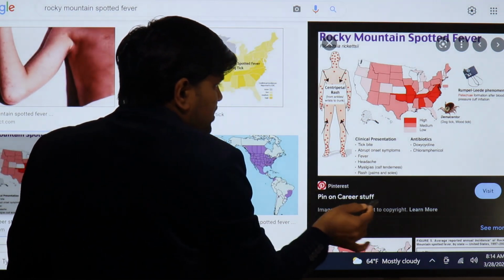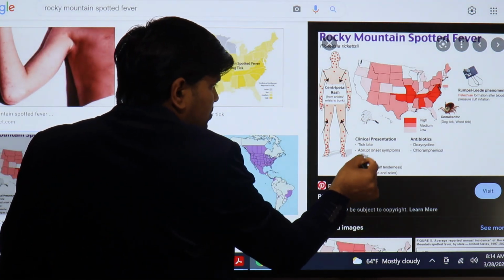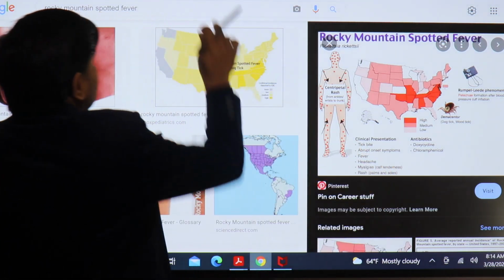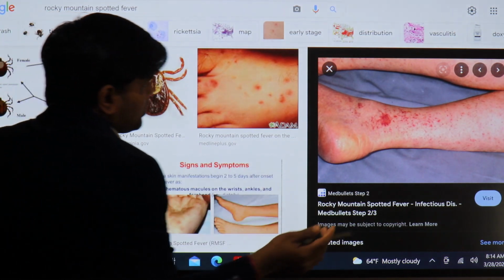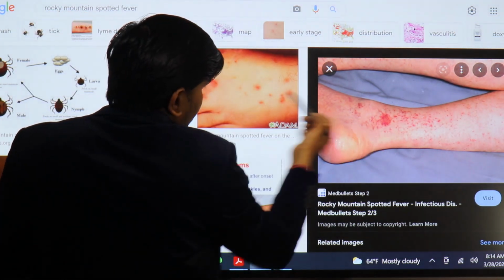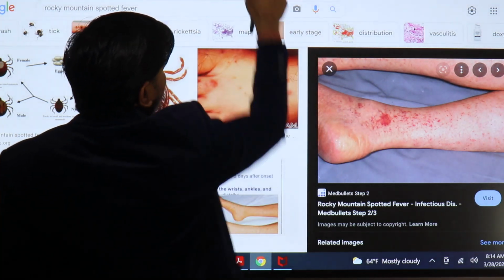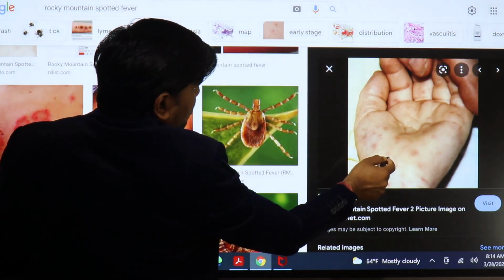What is the clinical presentation? They will have a tick bite and abrupt onset of symptoms: fever, headache, myalgia, and rash. The rash appears on the 6th day, not initially. The rash starts from the ankle and wrist. At the ankle you see the rash starting, and they even get swollen. You can see the rash develop on the palm and sole.